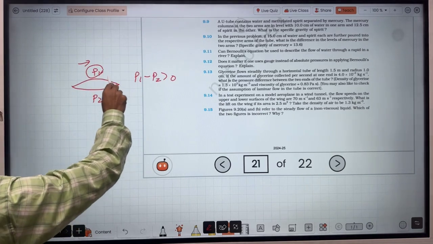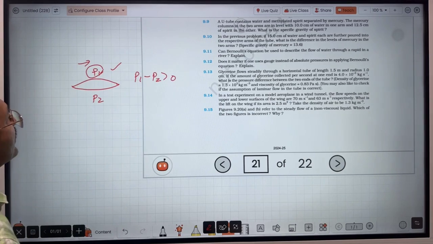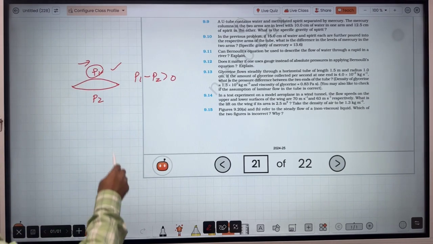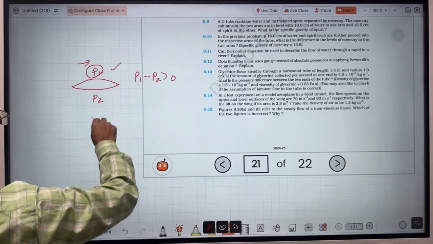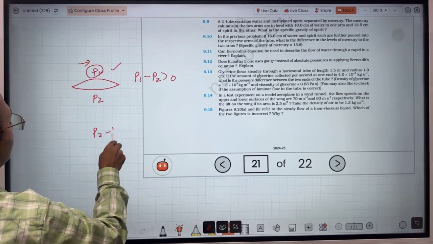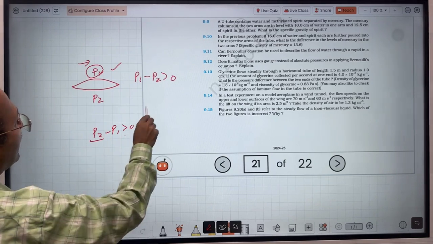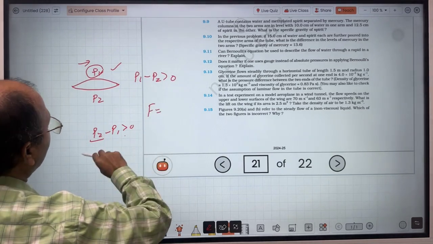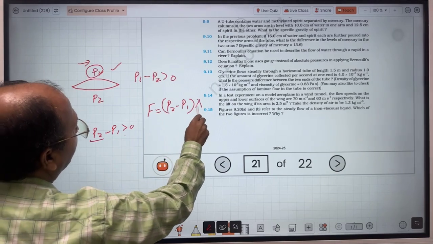In that case, velocity will be more. If velocity is more, then pressure will be less, right? So there will be upward thrust. So here that upward lift, what is the correct situation? P2 minus P1 should be greater than 0. It means P2 is larger as compared to P1, and then we have to find out force. So force will be (P2 minus P1) into area, right?